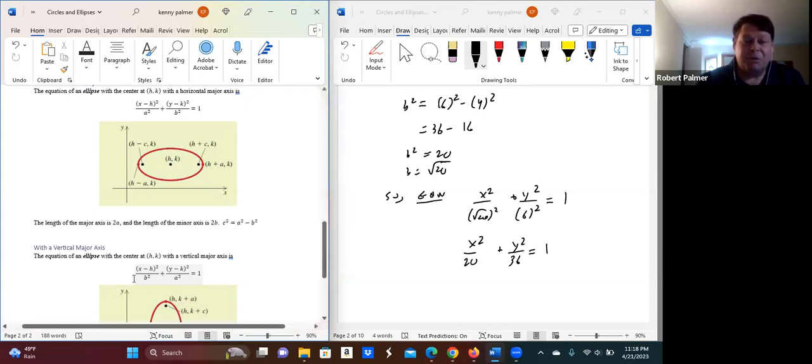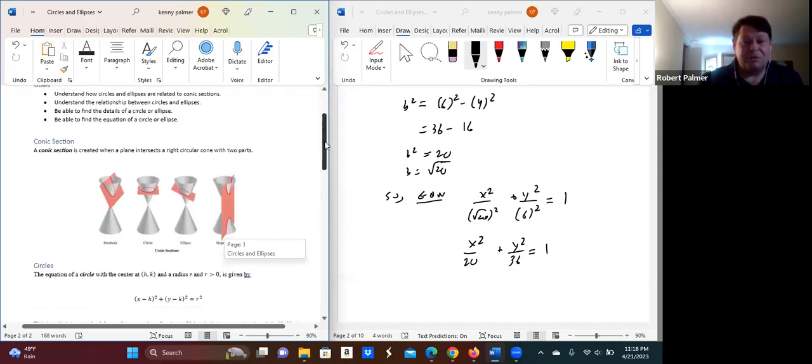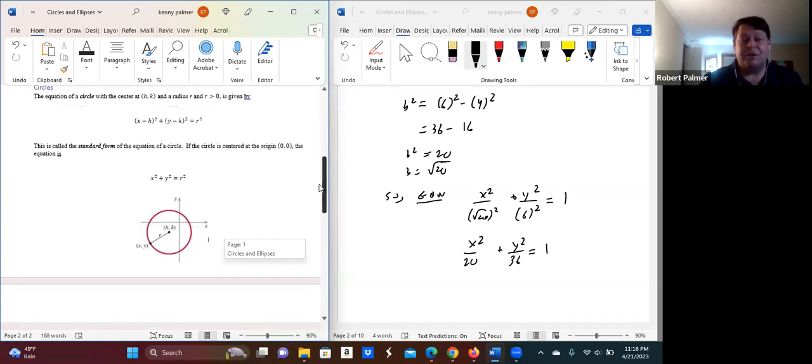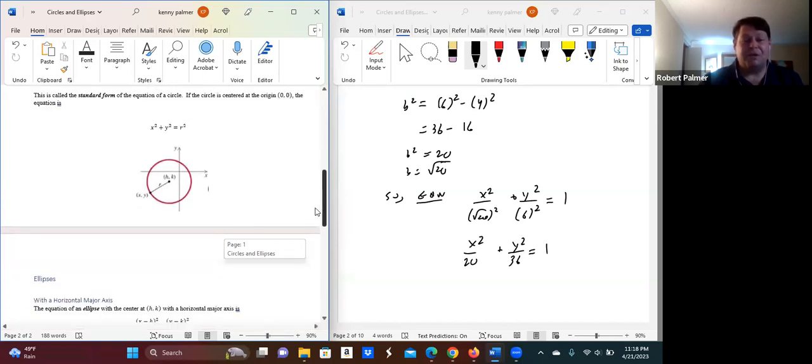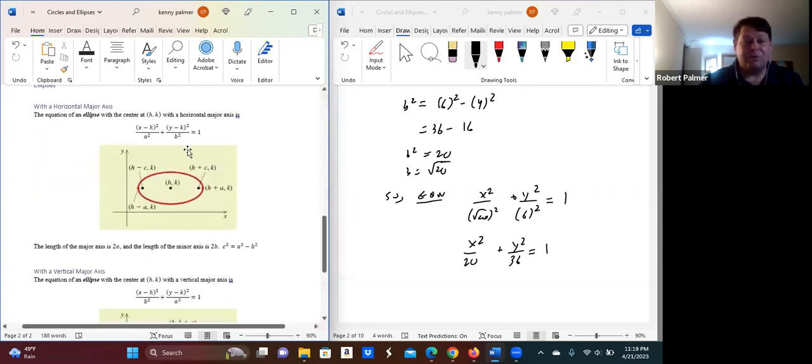Okay, let's review what we talked about. So today we've learned the basics about circles. Okay, the equations of circles, how to find the equation or find the center and radius. Also, how to find the equation of a circle in a non-standard form. Okay, we learned about ellipses, basically about the general equations of both of those.